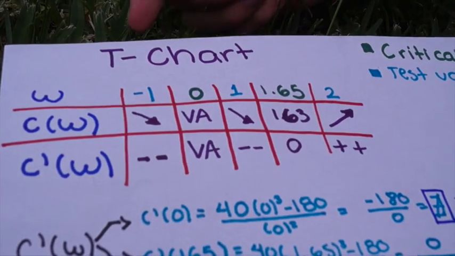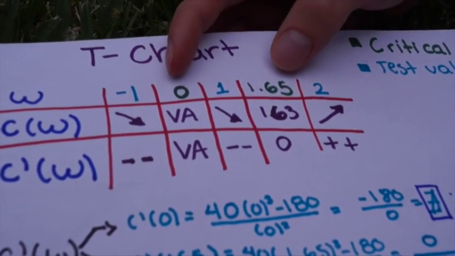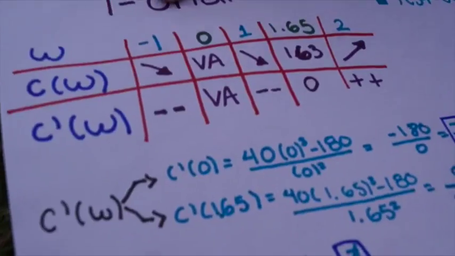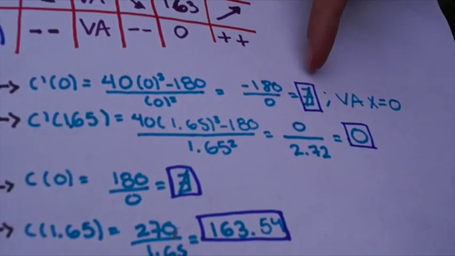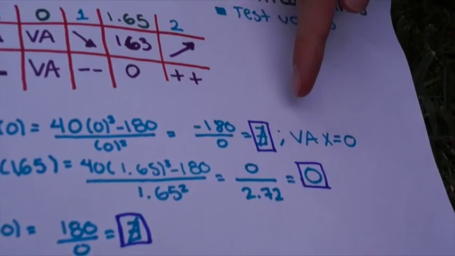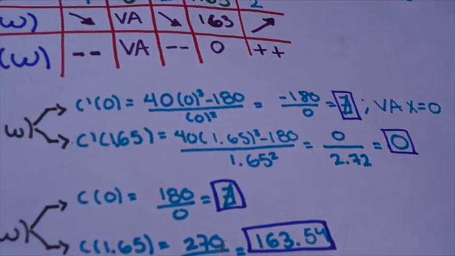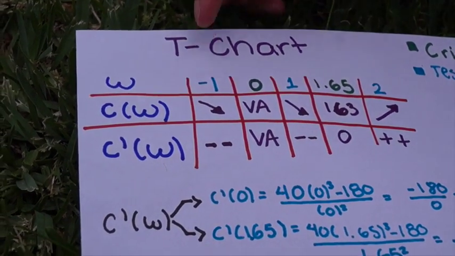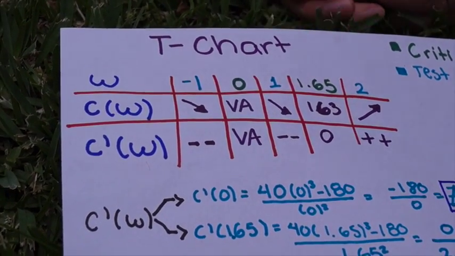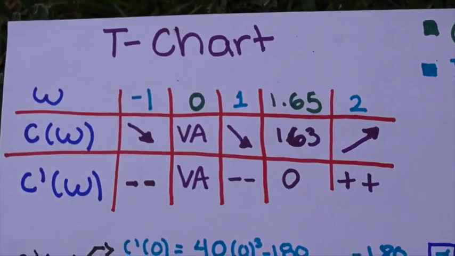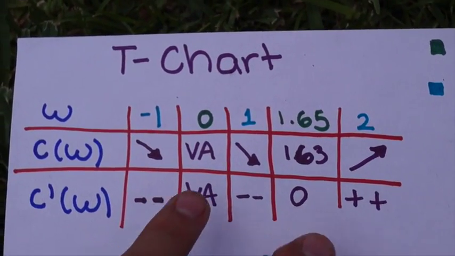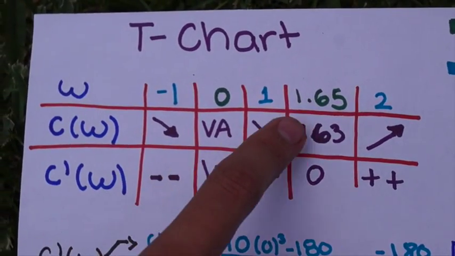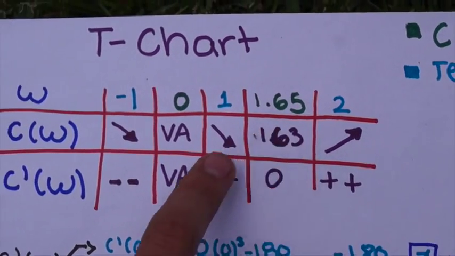That's perfect. We obtain the critical points and verify by substituting these values in the C prime equation. C prime of 0 does not exist, which at the same time is a vertical asymptote, and C prime of 1.65 is 0. We take test values to see the behavior of the graph around our critical points. For the critical points that we have, we obtain three different intervals: from minus infinity to 0, from 0 to 1.65, and from 1.65 to infinity.